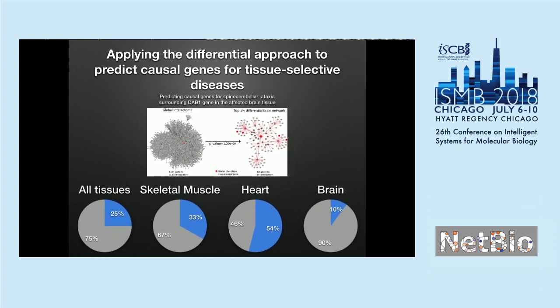In 25% of the cases we studied, the top 1% differential subnetwork surrounding the causal gene was enriched significantly for additional disease-causing genes, a fraction much higher than expected by chance. And when we looked at specific tissues, we see that in some tissues we do better, such as muscle and heart.